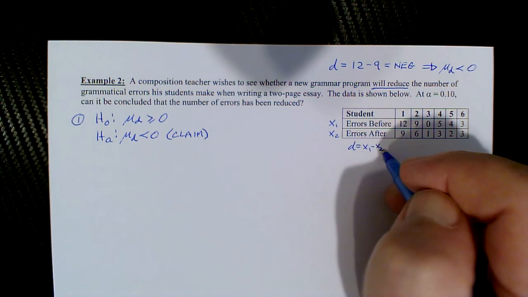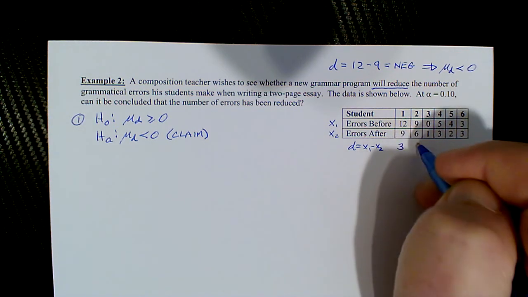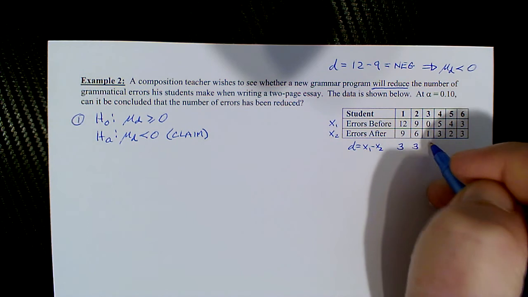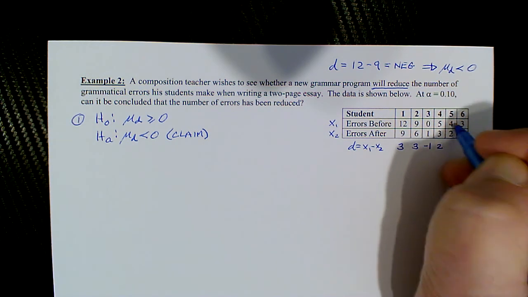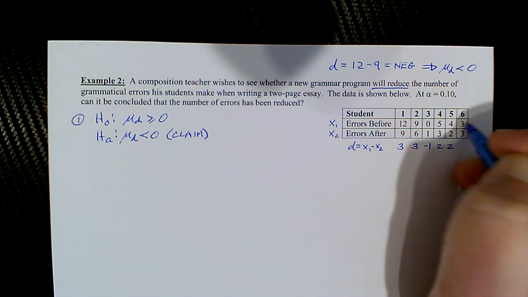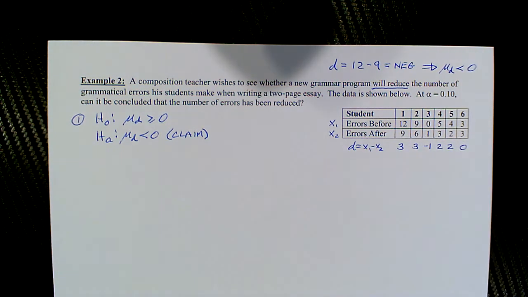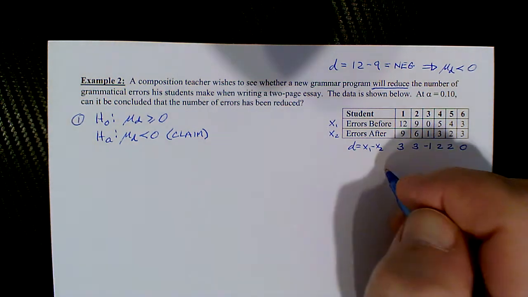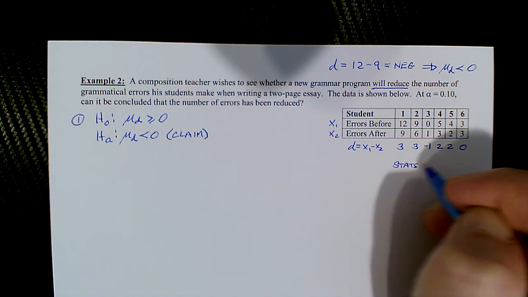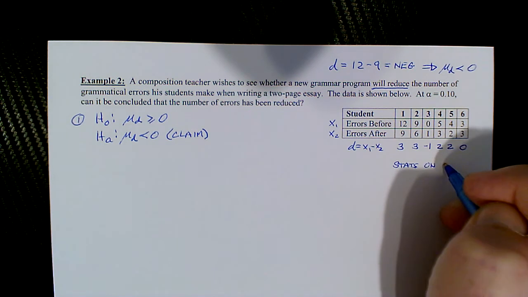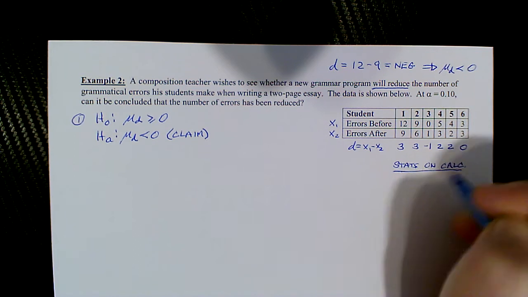So x1 minus x2: 12 minus 9 is 3, 9 minus 6 is 3, 0 minus 1 is negative 1, 5 minus 3 is 2, 4 minus 2 is 2, and 3 minus 3 is 0. And these are the data pieces that we want to enter in our calculator. So using the statistical feature on your calculator, we're going to find D bar and S sub D.